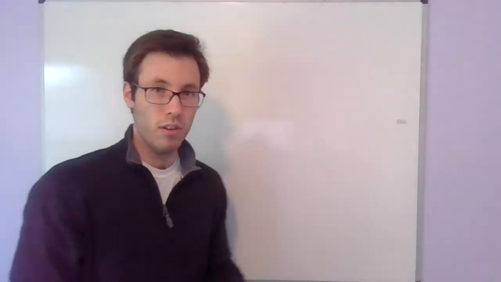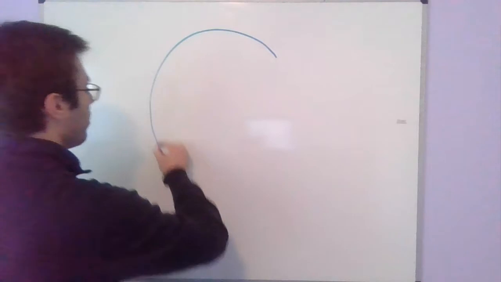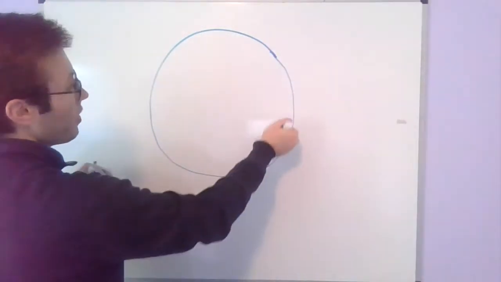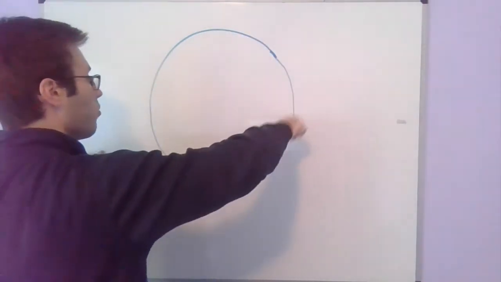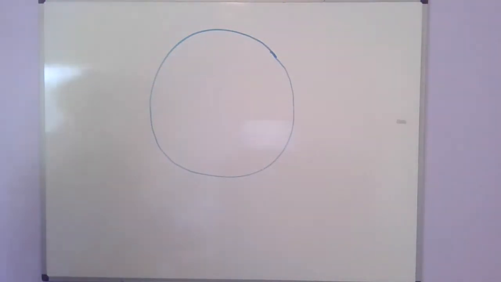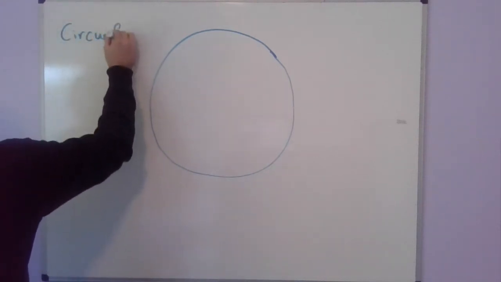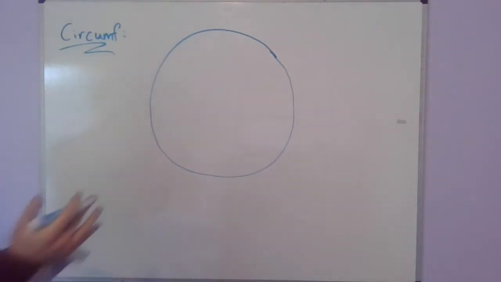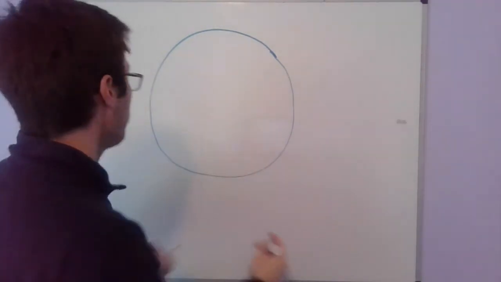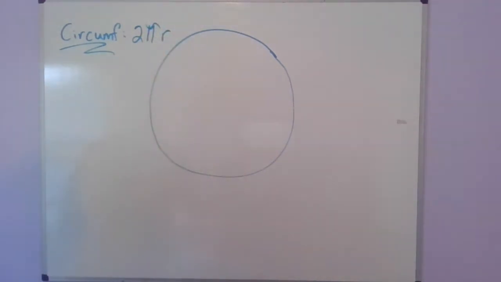All right, now I would like to talk about the arc length of a circle. When I refer to arc length, well, what is arc length? Arc length is the distance around it. So if I was going to take a string and measure the distance around a circle, that would be its arc length. Now, the circumference of a circle is 2 pi r. So it's 2 pi r. The area of a circle is pi r squared, but the circumference is 2 pi r.